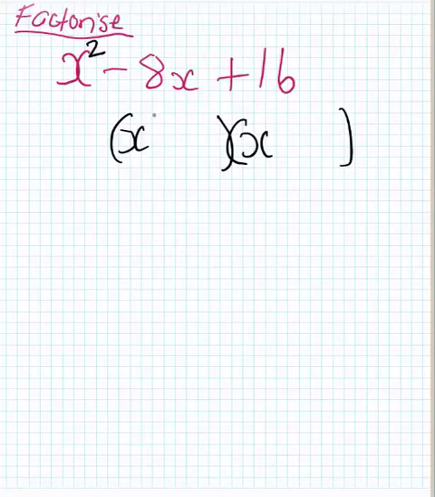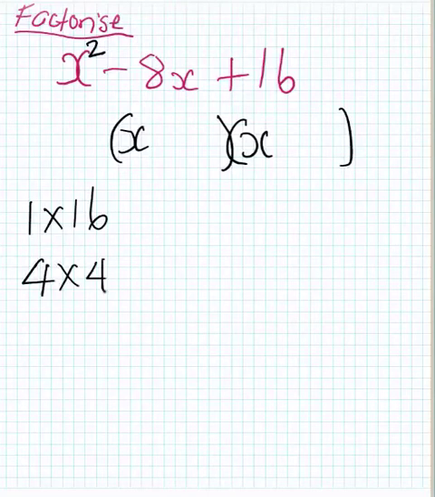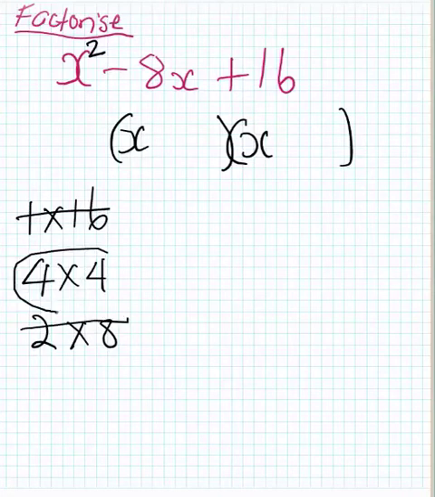Now, it's not all positive, so we can't just put plus and plus. So something times something to give us 16 that will add to negative 8. So we think of factors of 16. Well, I know that 1 times 16 gives me 16, 4 times 4 gives me 16, and we also have 2 times 8. Now, out of these factor pairs, which one is it possible to get to 8, whether we add or subtract? Can't be 1 and 16. Can't be 2 and 8, but I know that 4 and 4, if I add them, can give me 8. So I'll be having 4 and 4 in here.